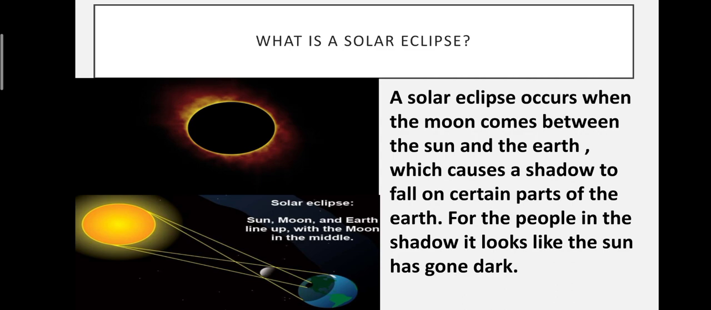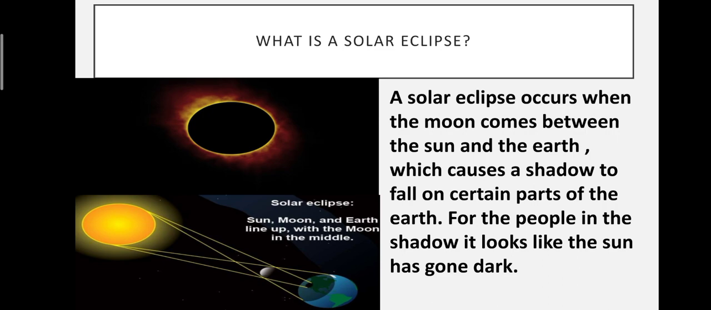I read out once more. What is a solar eclipse? A solar eclipse occurs when the moon comes between the sun and the earth, which causes a shadow to fall on certain parts of the earth. For the people in the shadow, it looks like the sun has gone dark.